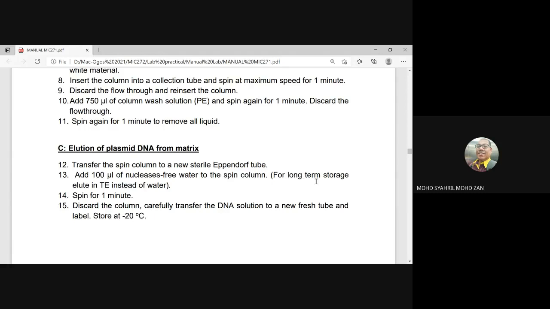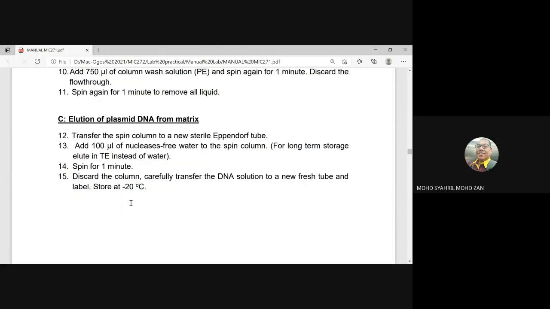And for the long-term storage, elute the TE instead of water. So TE ni memang ada dalam kita punya kit tu. Okay, apa kit dia? Kit yang P1, P2, N3 tadi. Ada juga bahan lain seperti PE dalam tu, TE, alright. So spin for 1 minute. Okay, maximum speed juga, alright.